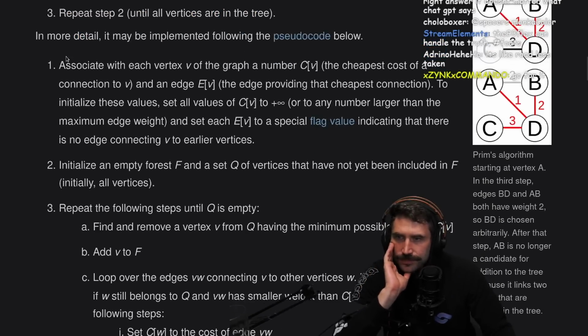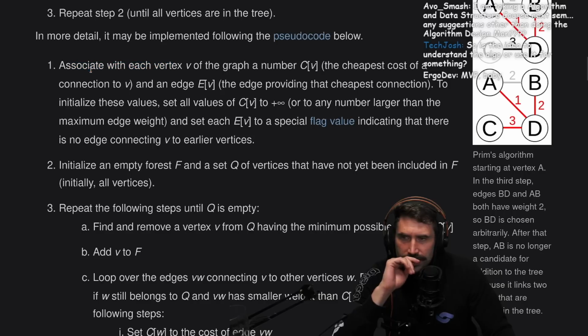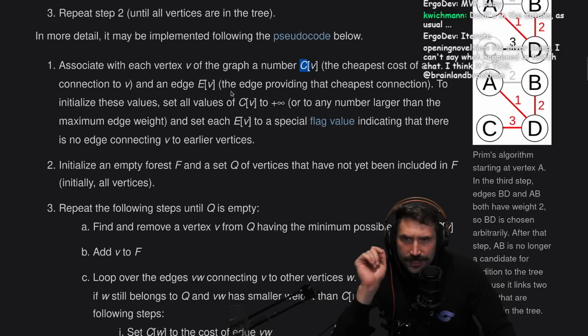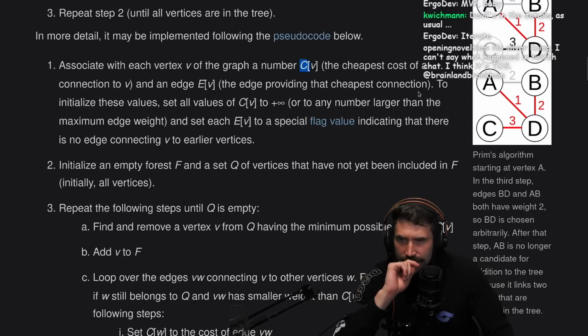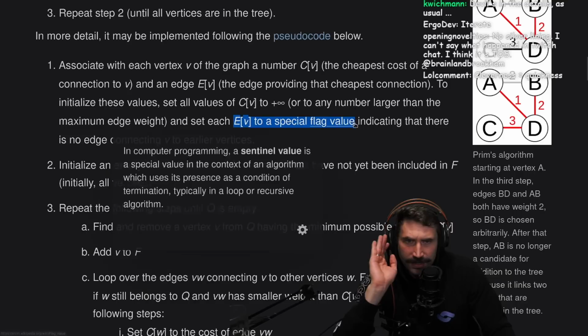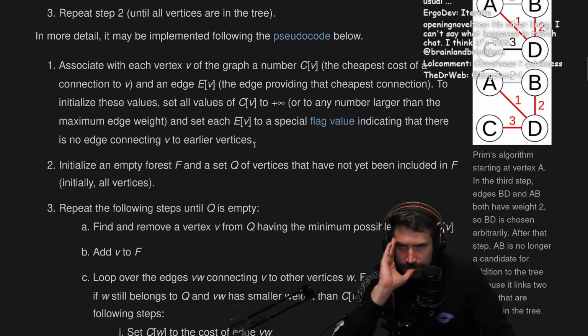All right. Associate each vertex V of the graph with CV, the cheapest cost of the connection to V, and EV, the edge providing the cheapest connection. To initialize these values, set all values of CV to infinity. Okay, this makes sense. Or to any other number larger than the maximum edge weight. Yep. Set each EV to a special flag value, indicating that there is no edge connecting V to earlier vertices.